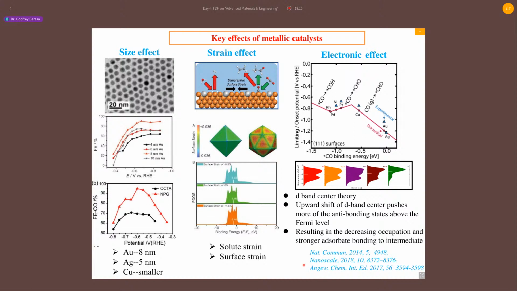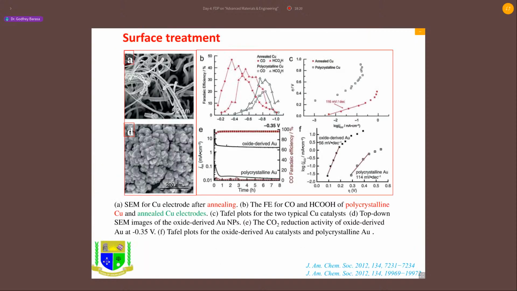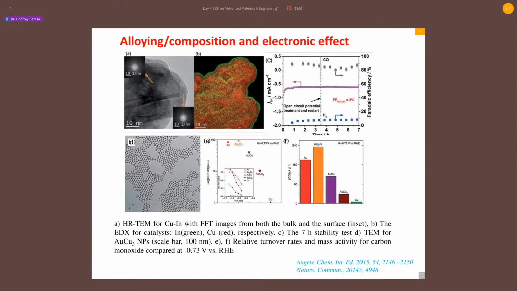So the electronic effect and the size effect affect the CO2 reduction, or the catalytic behavior of a given material. There is also the surface. How does the surface of the material affect the carbon dioxide reduction? You'll find that for various surfaces, if the surface has been treated, it means we can anneal the surface. Annealing, that is heat treatment, affects the structure of the surface, whereby different authors have also tried to look at the surface effect of various materials in terms of the CDS.